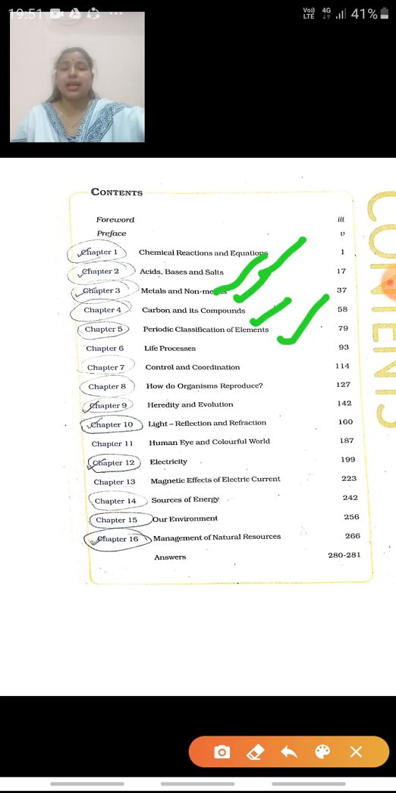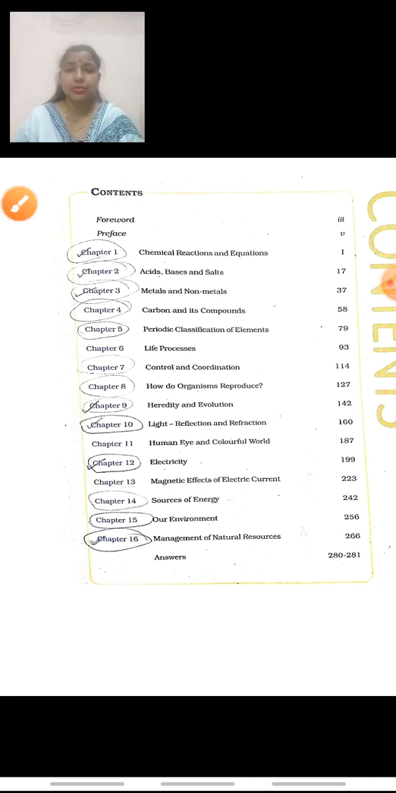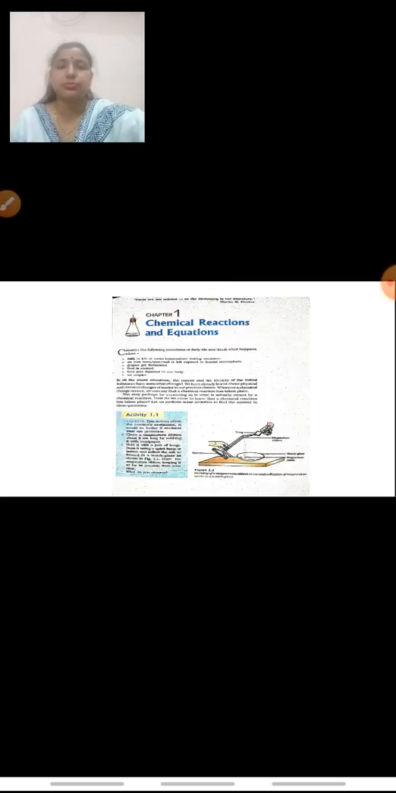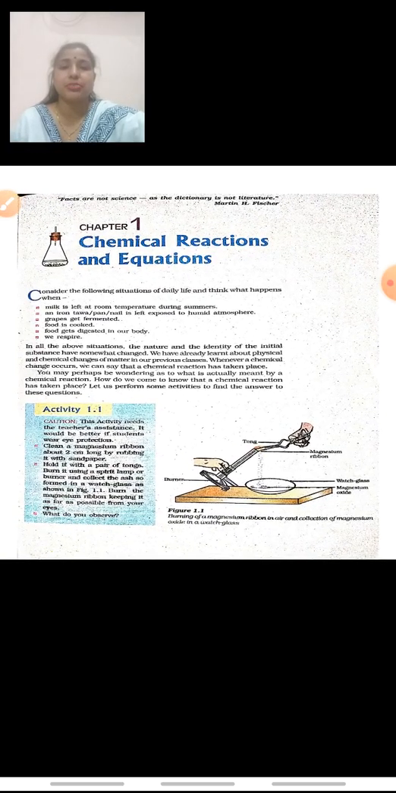Children, in this academic year 2020-21, we have to cover these 5 chapters in chemistry. Children, I'm starting with the first chapter of your chemistry textbook, that is chemical reactions and equations.